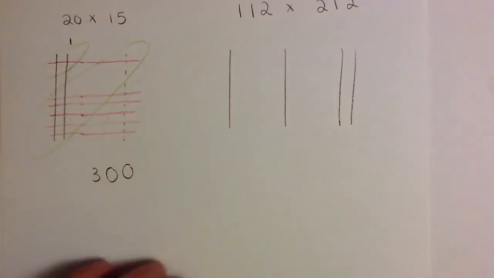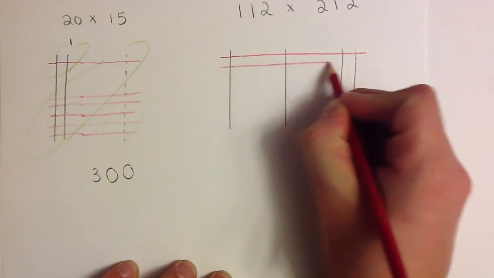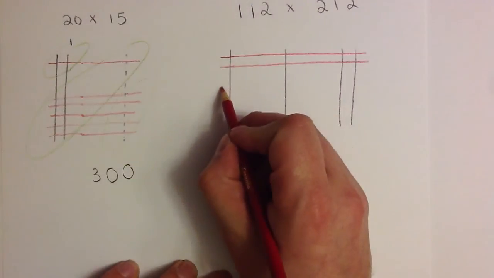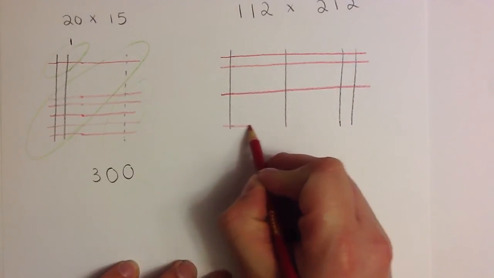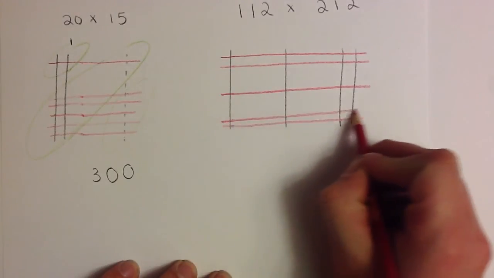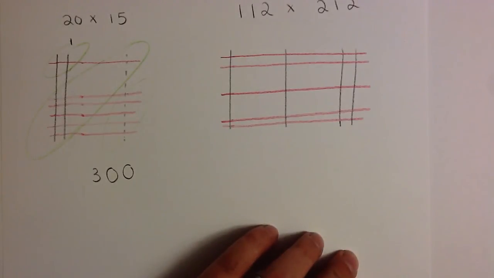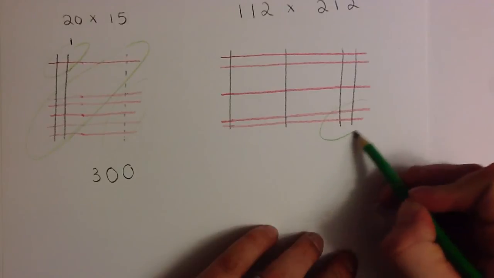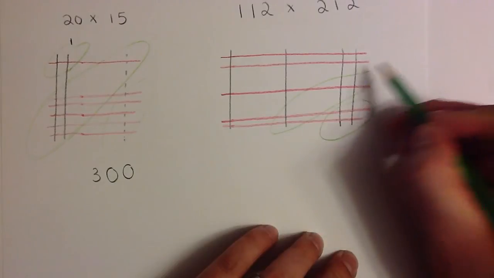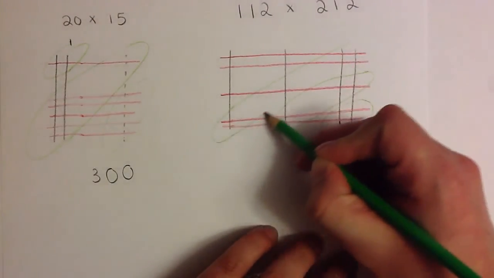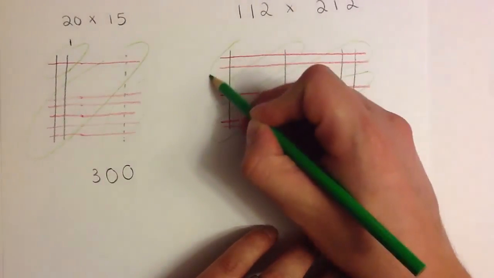Now to do the 212, I put 2 lines, 1, 2, then 1 line, maybe right here, 1, and now 2 more lines at the bottom. So 1, 2. Now this one, there's all kinds of diagonals. So I start with the bottom right corner. That's 1. Here's another diagonal. Here's another one. Here's one. And here's one.